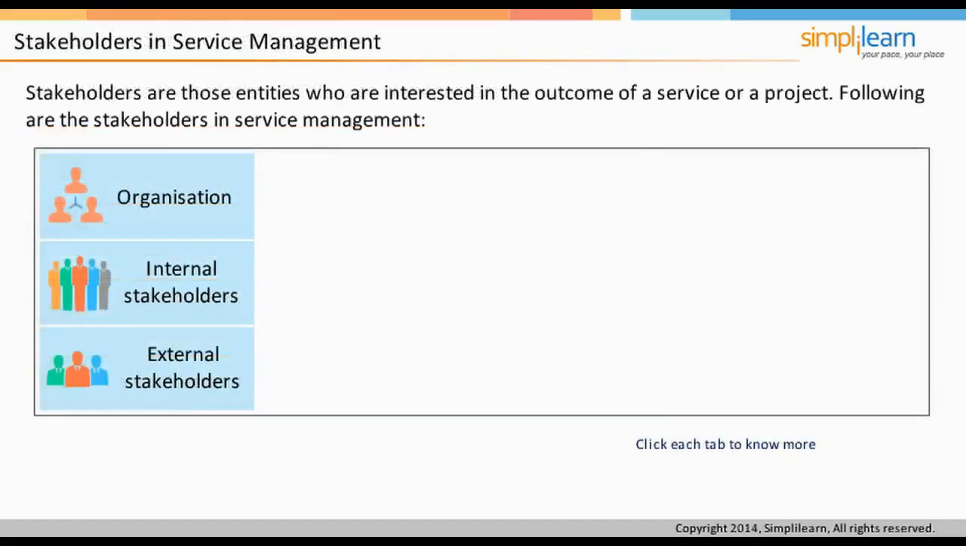A stakeholder is interested in the outcome of a service or a project. They are interested in the targets, resources, and activities associated with service management. In addition, they are also interested in service management deliverables. Some examples of stakeholders are organizations, shareholders, employees, service providers, suppliers, partners, owners, consumers, users, and customers. Click each tab to know more.